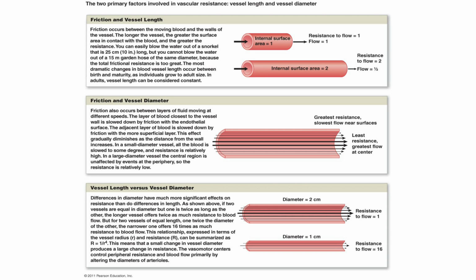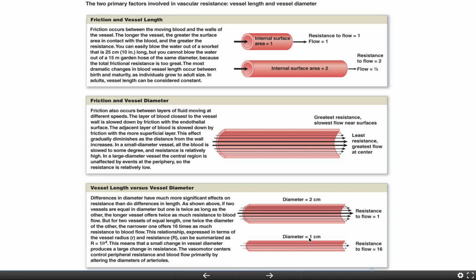So that resistance comes from the vessel diameter. Something with a smaller diameter is going to have much greater resistance. So you can see here a diameter of 2 centimeters has a resistance of 1, a diameter of 1 centimeter has a resistance of 16. So decreasing the diameter by half increases the resistance 16 times, and we don't need to worry about the math of that. Just know that a smaller diameter means greater resistance.